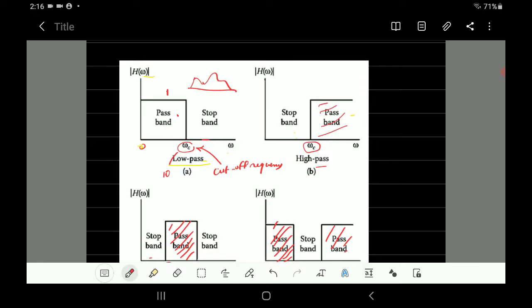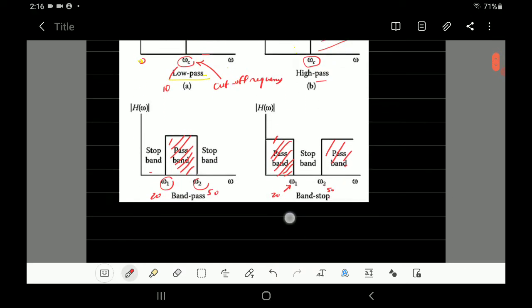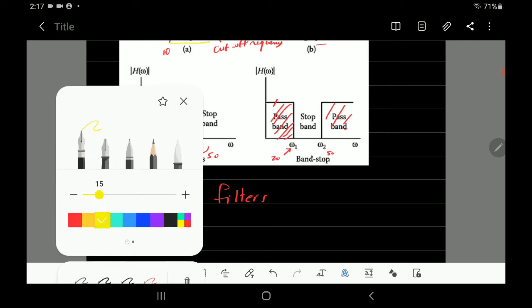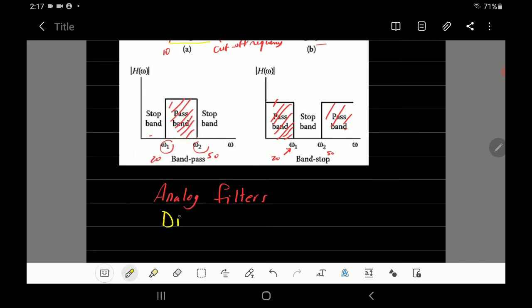Well, there are many types. They can be classified according to the way they operate, or maybe according to the components they use. So maybe you'll find analog filters, which means the filters use analog components. And also you can find digital filters, in which digital components will be used, or maybe it will be in the form of software.